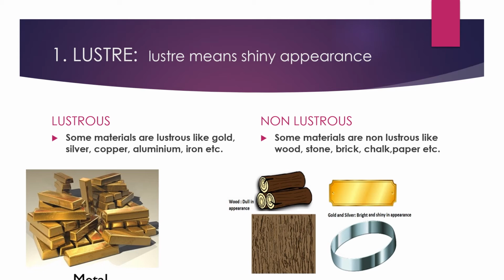Now you would have seen in lustrous you have got the names of metals. There are some non-metals which are lustrous, like for example diamond. Diamond is made of carbon, but still it is lustrous because it is having the capacity to refract light. So this is the concept of luster.